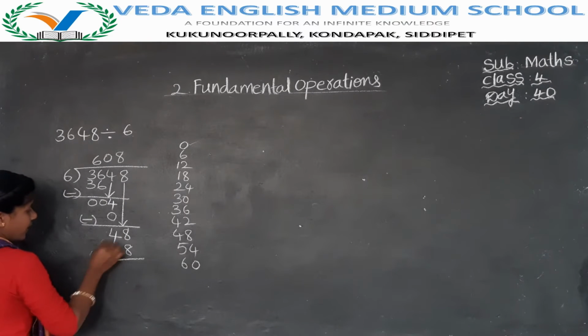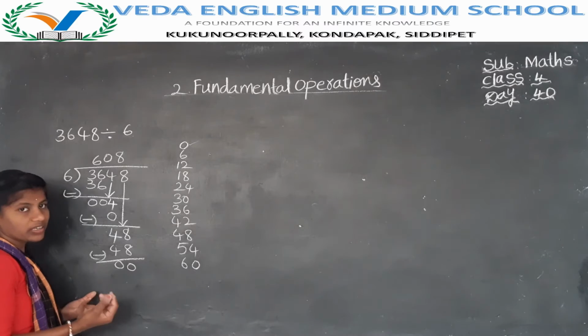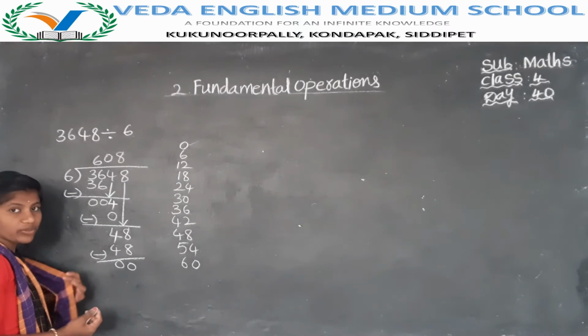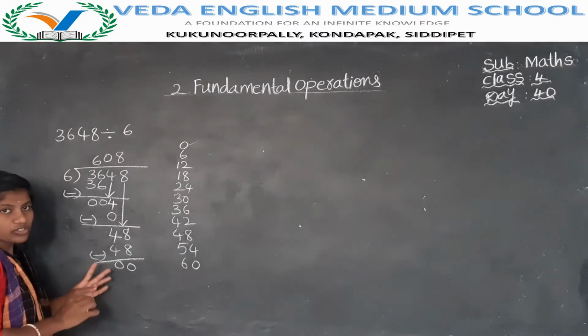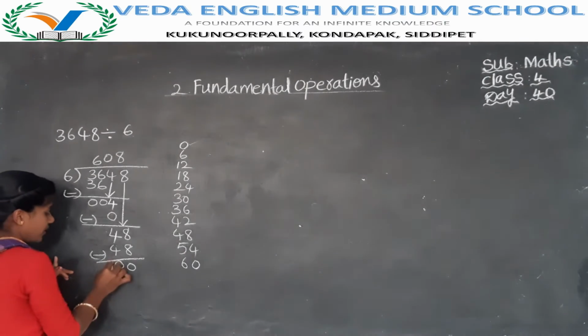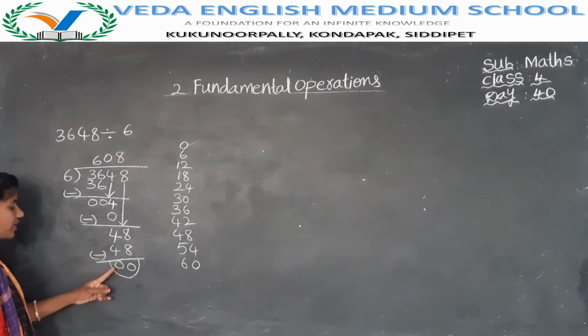Now subtract. 8 minus 8, 0. 4 minus 4, 0. Has our division been completed, or is there more? Our division has been completed. How can you say that? Because after 8 there is no number to bring down. So our division has been completed. Here our remainder is 0.